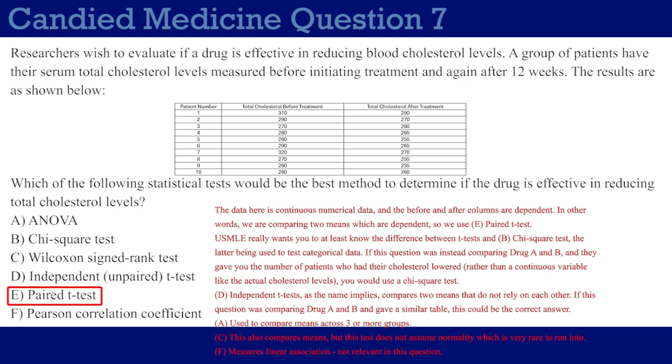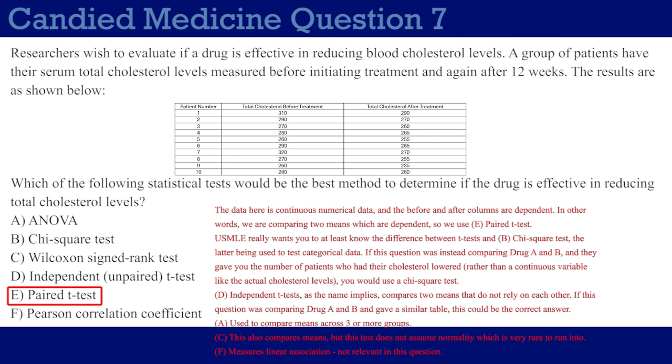Now, one of the other things I had on this question is choice D here, independent unpaired t-test. As the name implies, that would be for an experiment where the 2 groups are unrelated. So because in this question, it measures the same person before and after taking a treatment, that's why I use the paired t-test, because the 2 values are dependent on each other. If instead I had 2 drugs, drug A and drug B, and I had those cholesterol levels, then you could use an independent t-test because the 2 groups are unrelated.